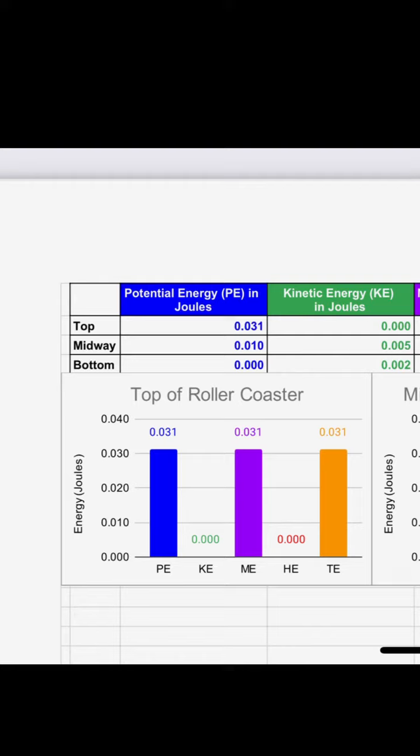The mechanical energy at the top of the roller coaster will be equal to the potential because it is equal to potential plus kinetic, but since kinetic is 0, we'll just have potential. Heat energy is also 0 because we have not moved yet, so there's no friction to be built up or gained into the heat energy, and the total energy is going to be equal to the mechanical energy because that's the only energy we have at the top of the roller coaster.